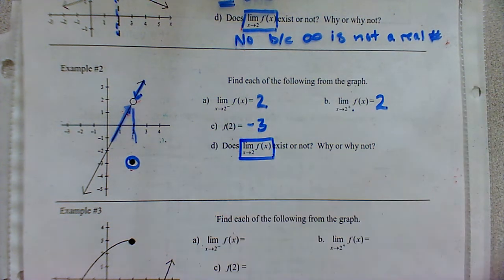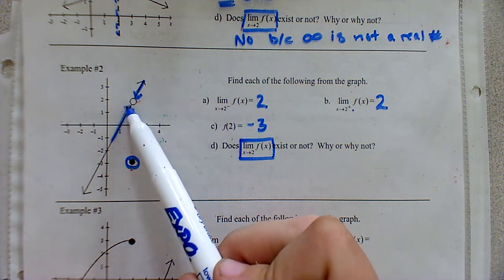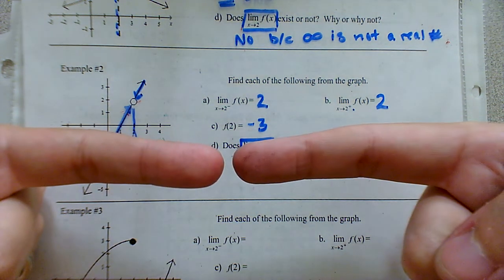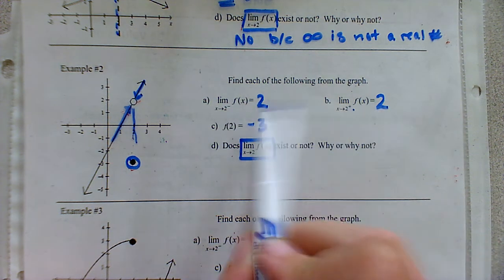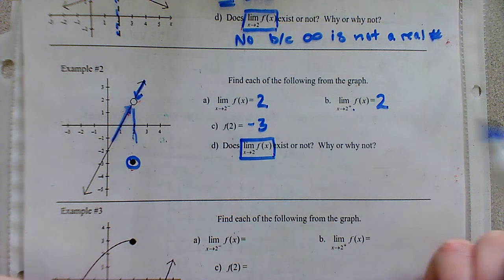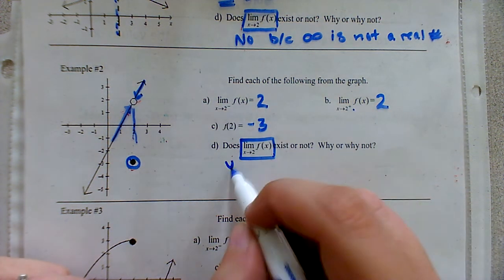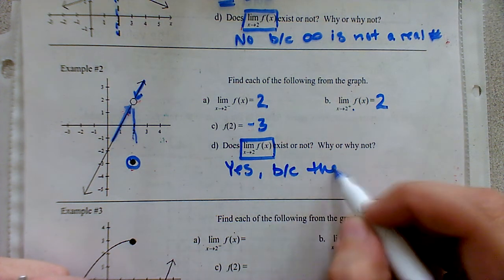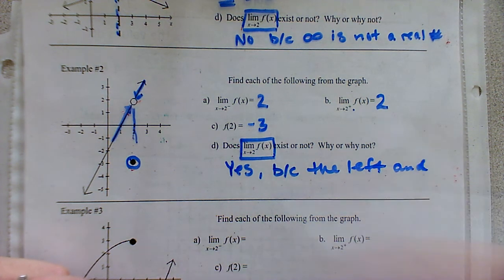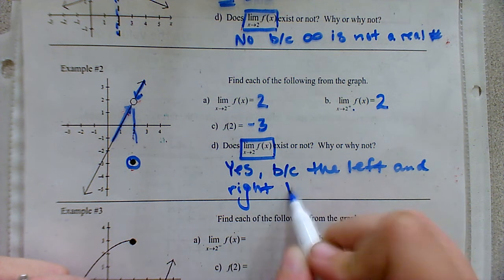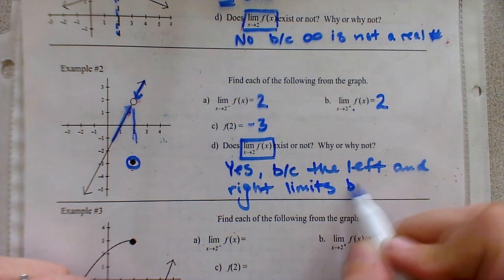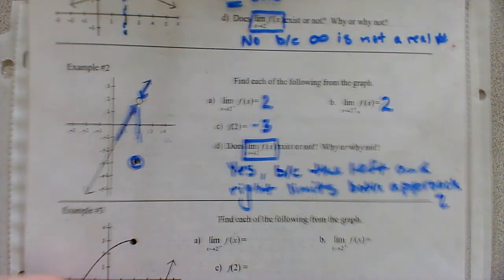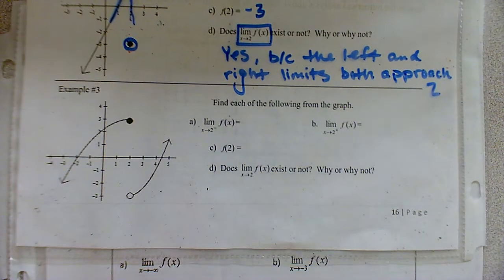Let's evaluate the overall limit at 2. So we approach from the left, we approach from the right. It looks like they would be meeting up at the same spot, okay, because notice how we both said they were reaching a height of 2, and 2 is a real number, so the overall limit is 2. Yes, because the left and right limits both approach 2.